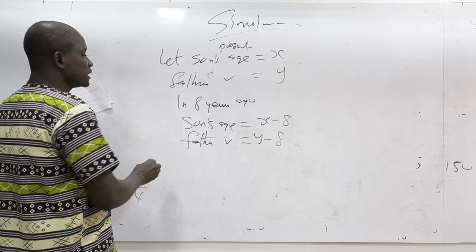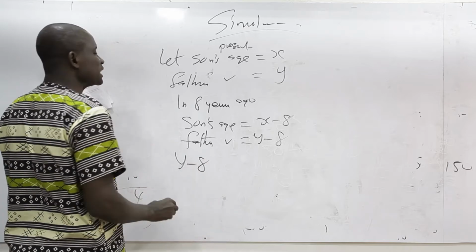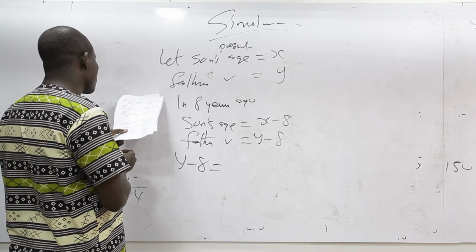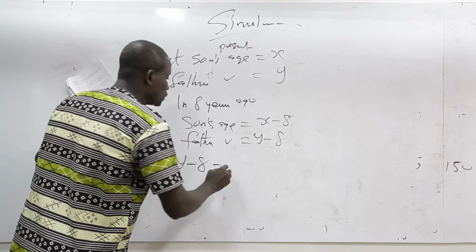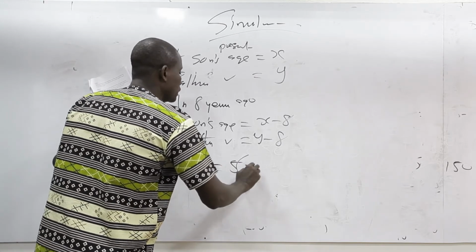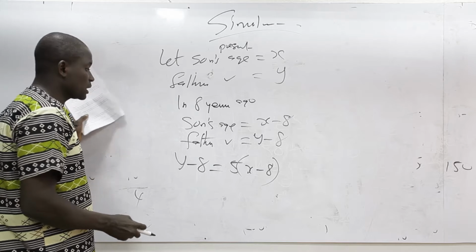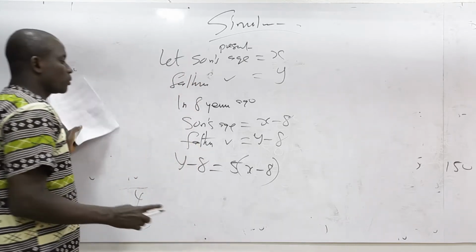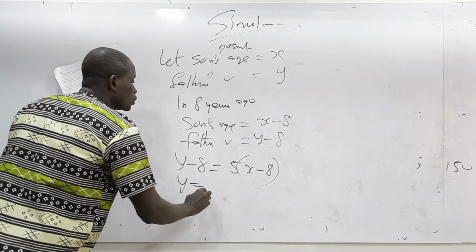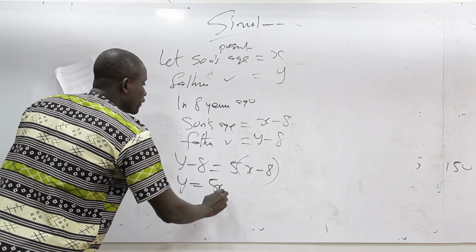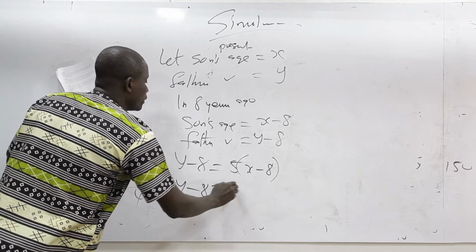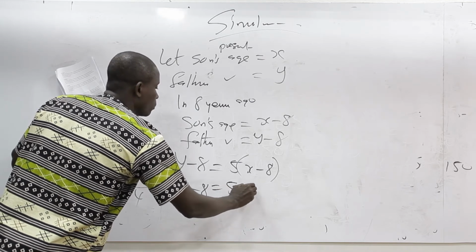Exactly. So here, it says 8 years ago, the father's age was 5 times. So what's the father's age? y minus 8 is the father's age. Was means is equal to 5 times that of the son. So here is 5 times the son. And the son is x minus 8, like this. Exactly. So here, what are we doing? I can say y is equal to 5x minus 40.